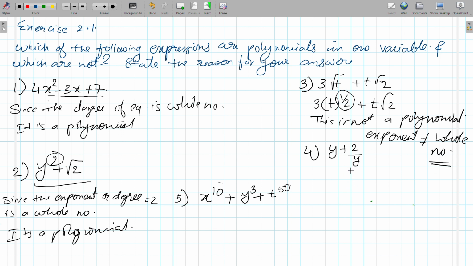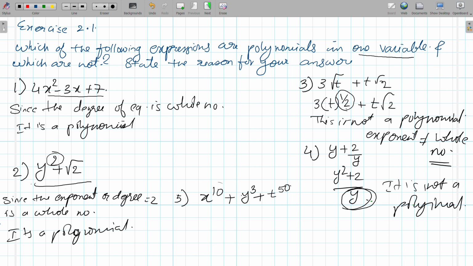Here again, this expression can be further simplified by just cross multiplying. This is y square plus 2 by y. One of our conditions was that in the denominator there should not be any variable. So since the variable is present, it is not a polynomial.